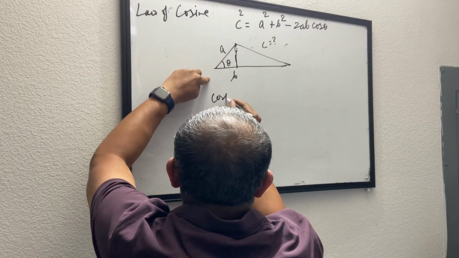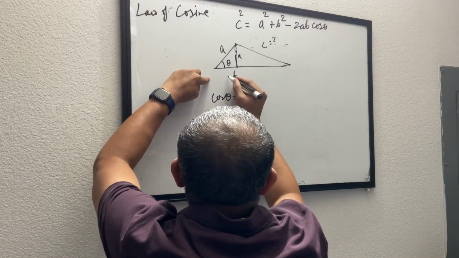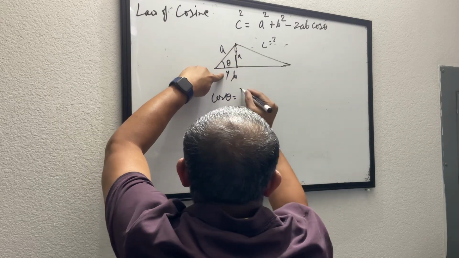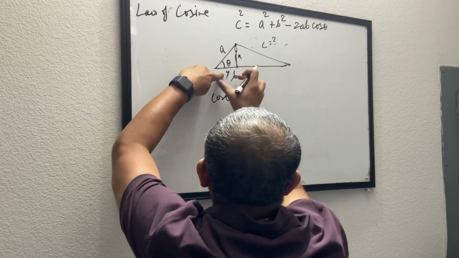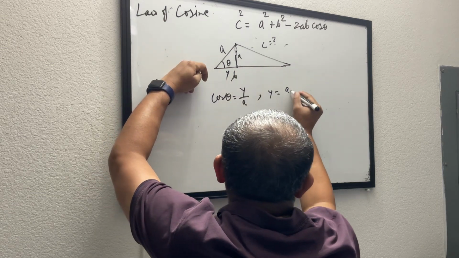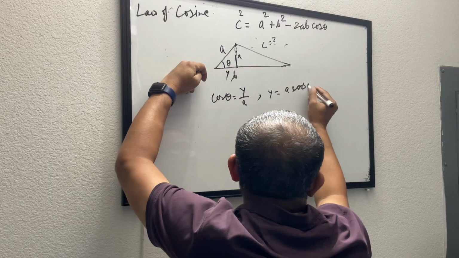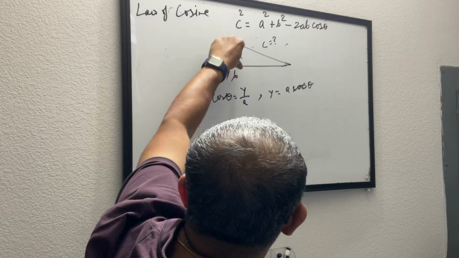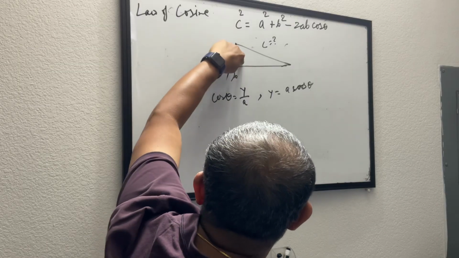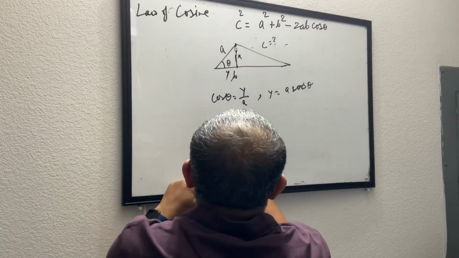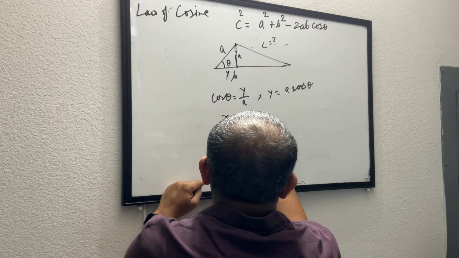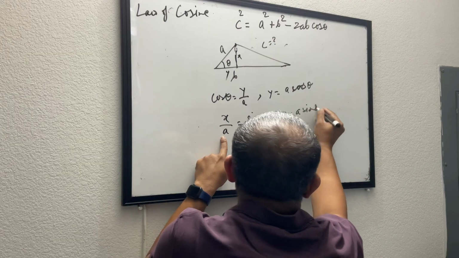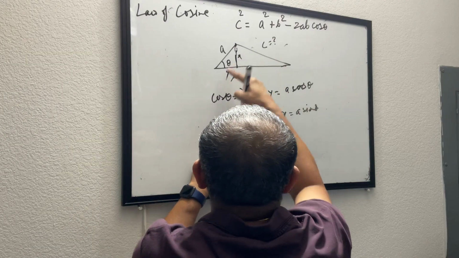From this we said, okay, cos of theta will be equal to, let's say this is x, this is y, cos of theta will be y over a. That means this length y equals a times cos theta. Since we have put some x and y names, let's find out this one also. x over a is sine of theta. So x over a equals sine of theta. That means x equals a sine theta. So now we have found both x and y.